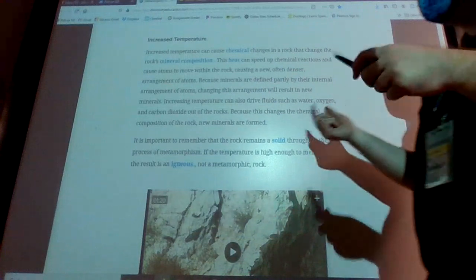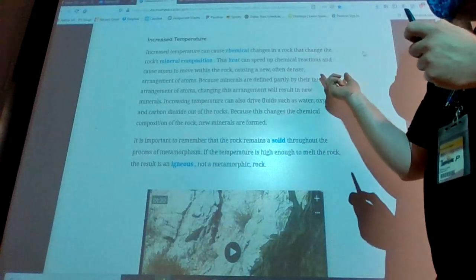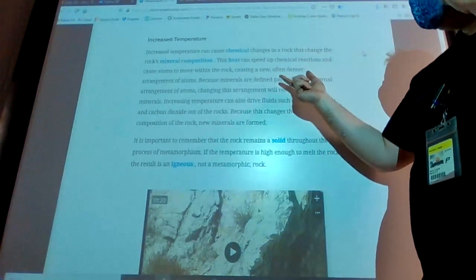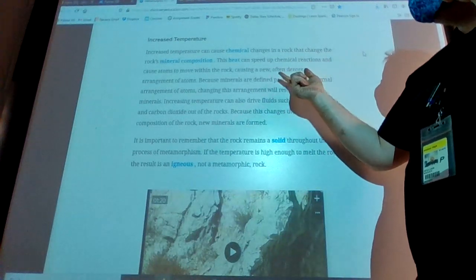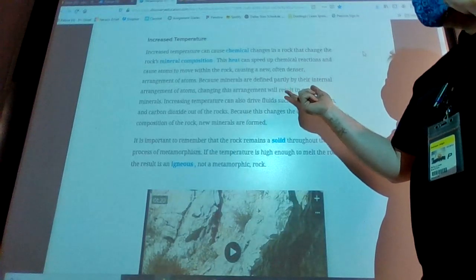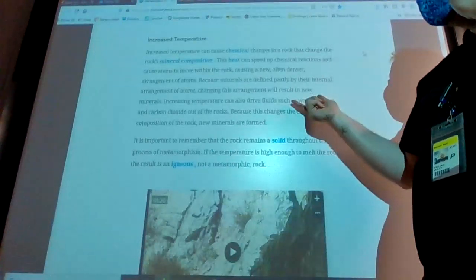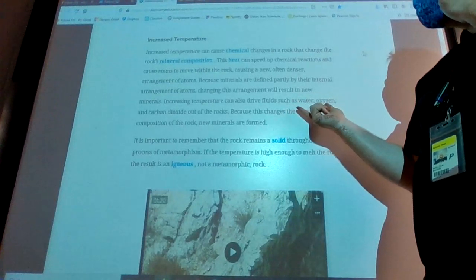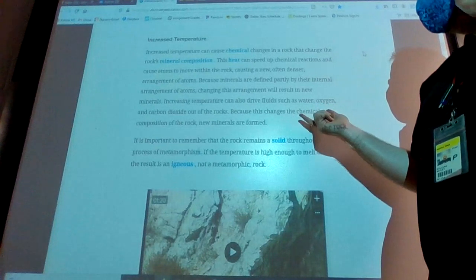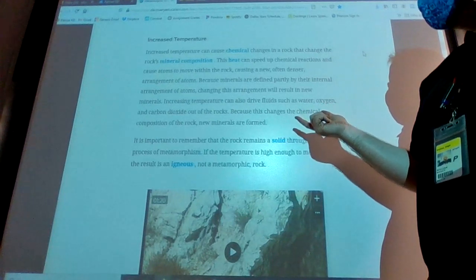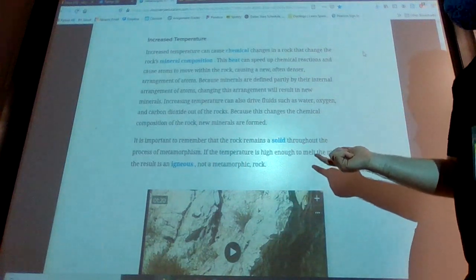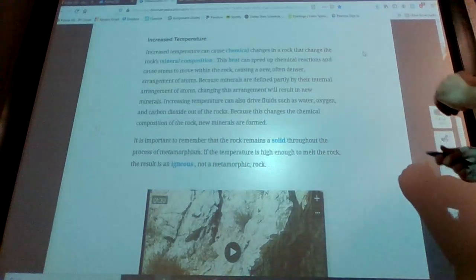And so what I'm looking at with heat is it said it can speed up the chemical reactions and cause atoms to move within the rock, causing a newer, often denser arrangement of atoms. Because minerals are defined partly by their internal arrangement, changes in the arrangement result in new minerals. Increasing the temperature can also drive fluids such as water, oxygen, and carbon dioxide out of the rocks, and so on. Because of the change in chemical composition of the rock, new minerals are formed. Too high to melt. I think that's all they say.